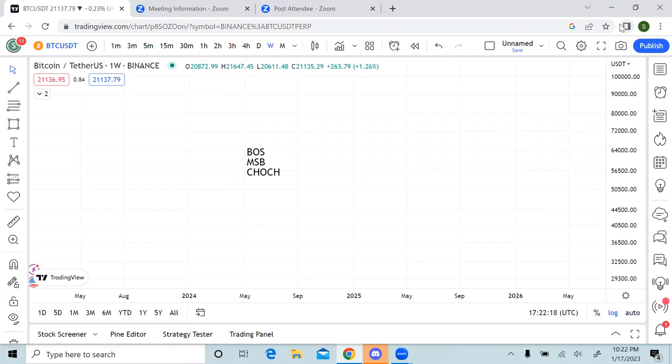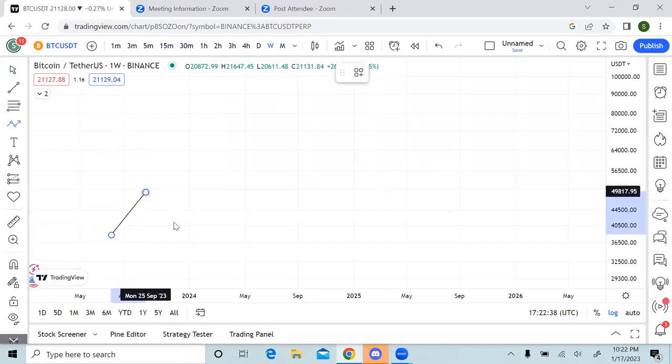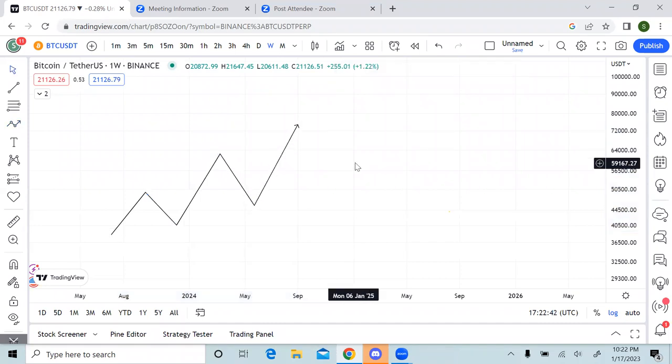But Suman, can you just draw an uptrend? Uptrend? Let me show you. Okay, I will explain the uptrend. Quick uptrend. Okay, this is your quick uptrend.